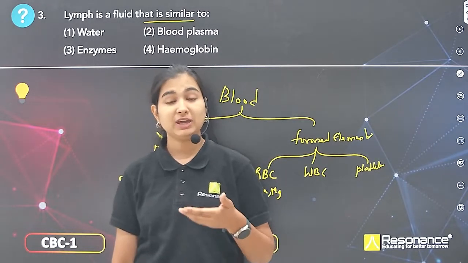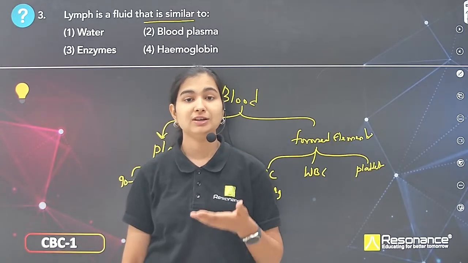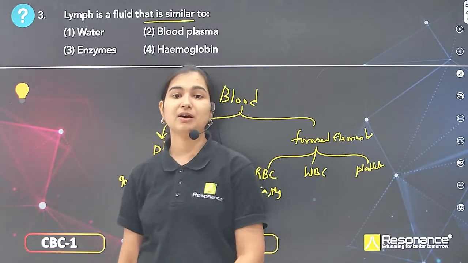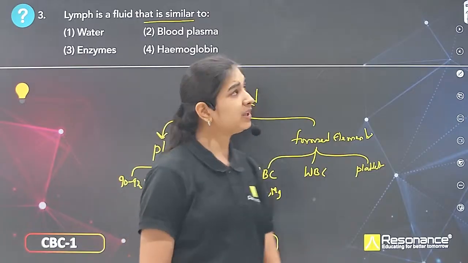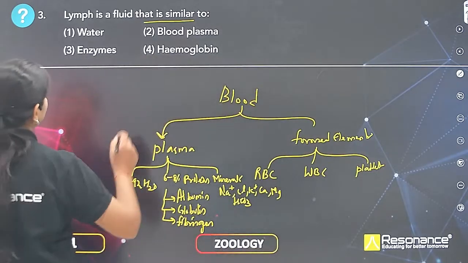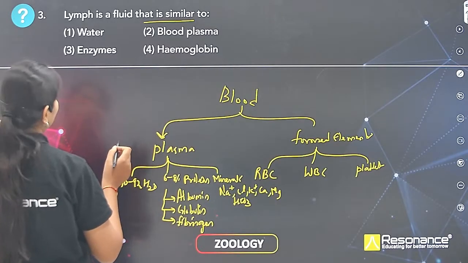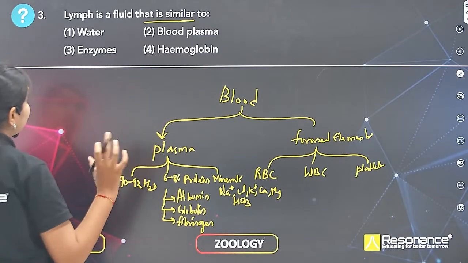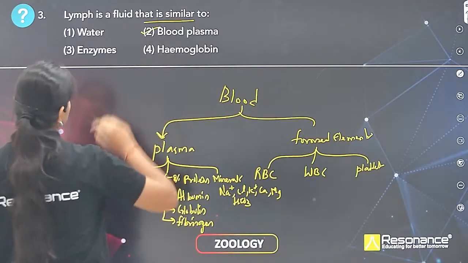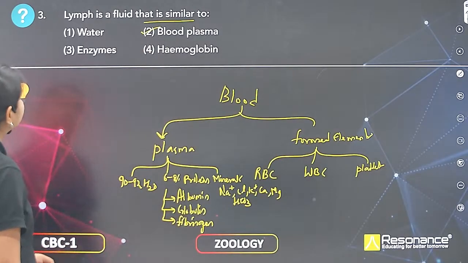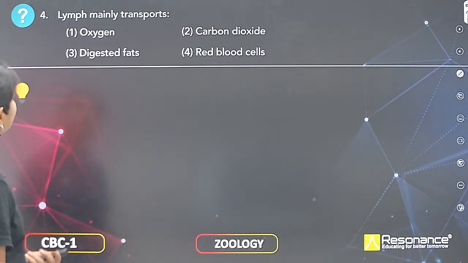Now we have studied that the composition of the lymph and the plasma is the same. So they are asking, the lymph is a fluid that is similar to what? Here, the blood plasma. So here the composition is moreover the same. Next, the lymph mainly transports what?